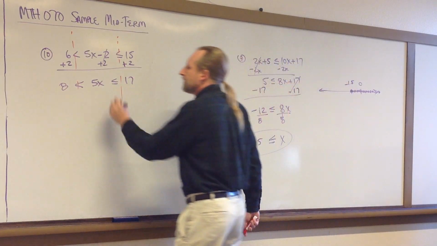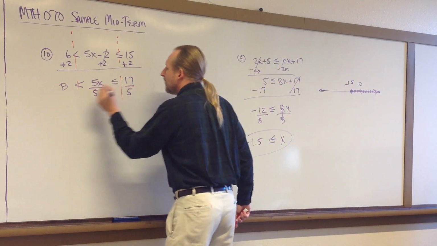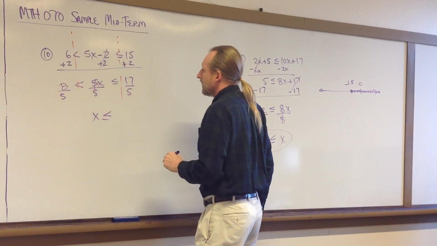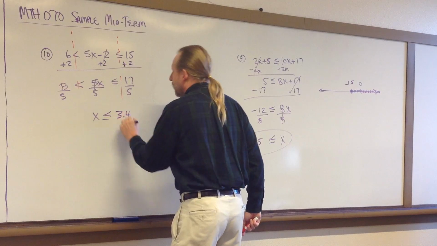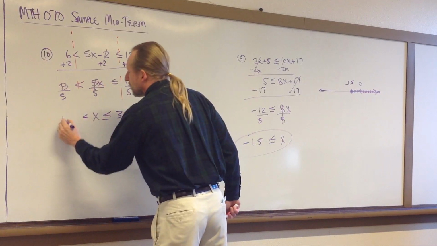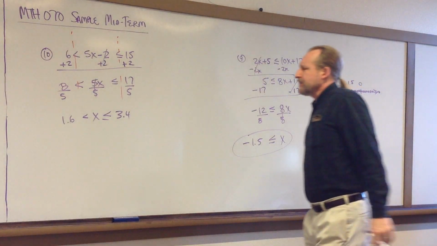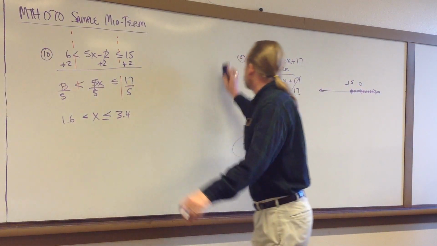And then the same thing with the 5. We're going to divide by 5 in 3 different places. So this will be x less than or equal to, looks like 3.4, but greater than 1.6. And don't worry about the fact that these are not whole numbers. There's nothing wrong with that.